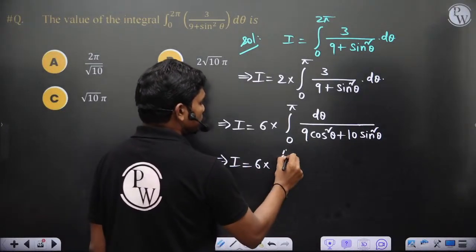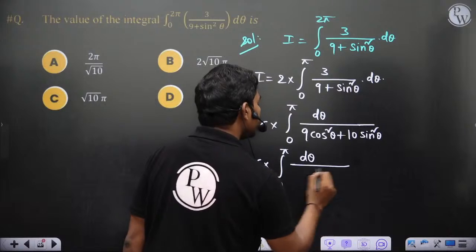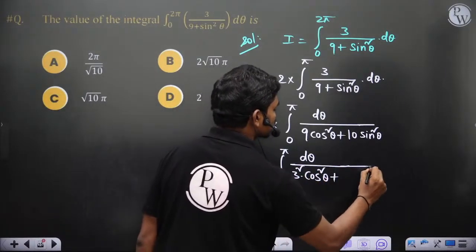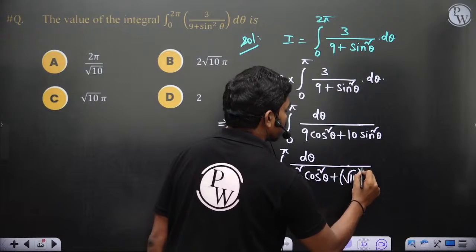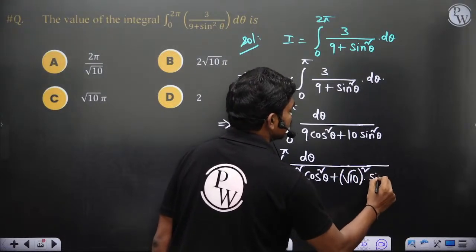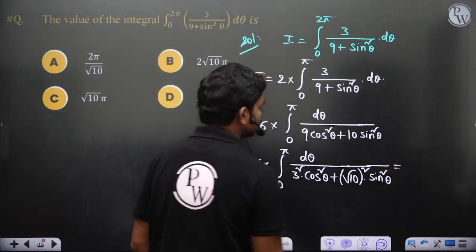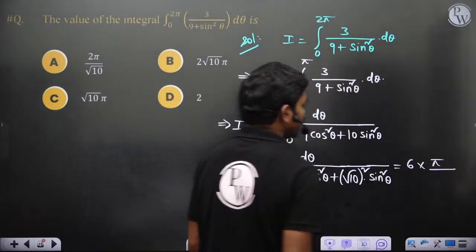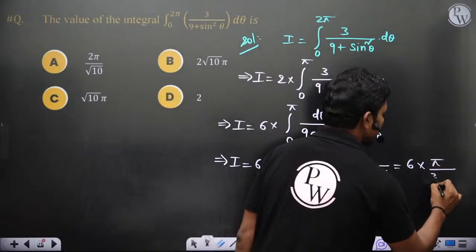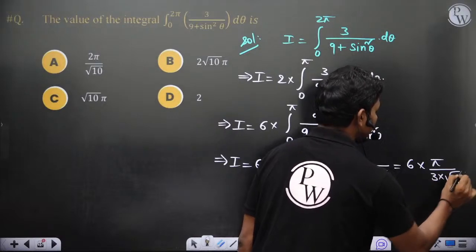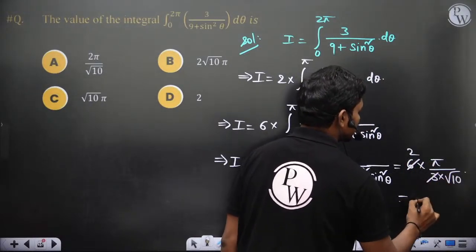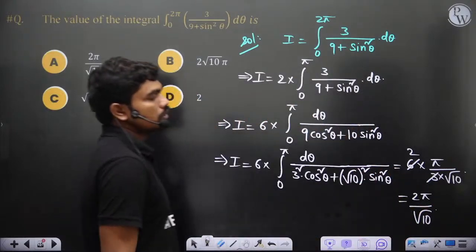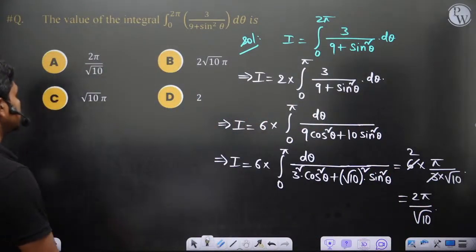So integral 0 to pi d theta by 3 square cos square theta plus square root of 10 whole square times sin square theta. So this value is 6 into pi by AB, of course. So A is 3, B is square root of 10. So this is 2 pi. So the answer is 2 pi by square root of 10 actually here. So the I value is 2 pi by square root of 10, which is option A.